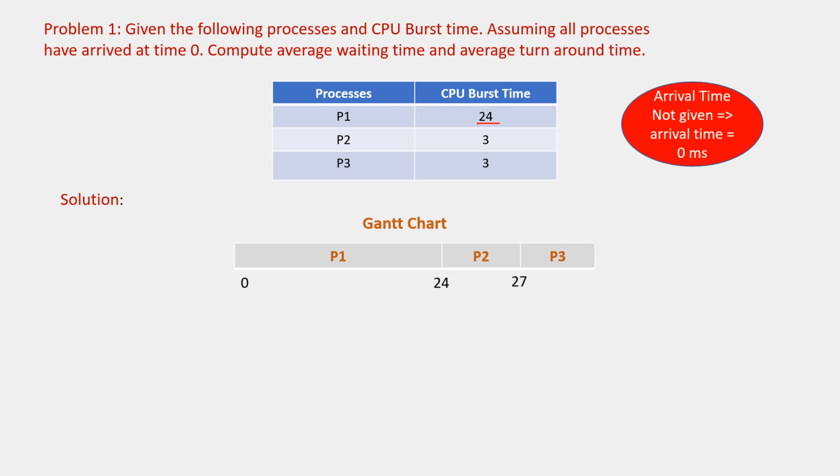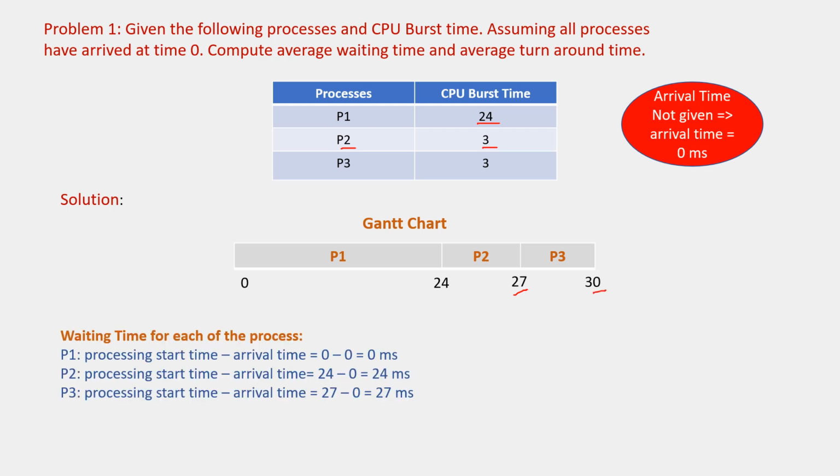Next, P2 is the process. P2 requires 3 units of time. So the CPU is allocated to P2 for 3 milliseconds. From 24 it starts and it finishes at 27 milliseconds. The next process P3 starts at 27 and it also requires 3 milliseconds. So it will finish at 30 milliseconds.